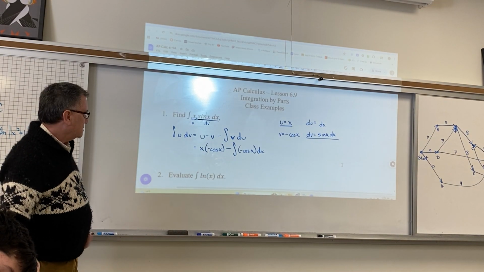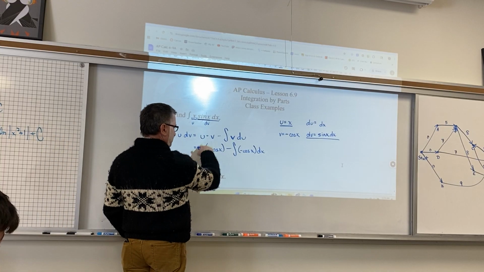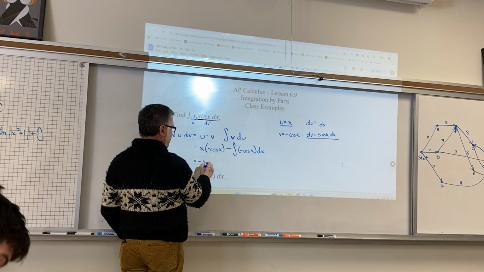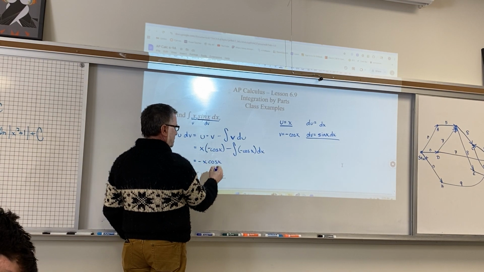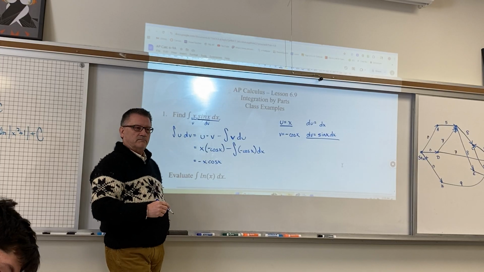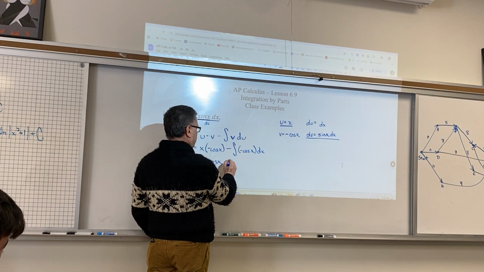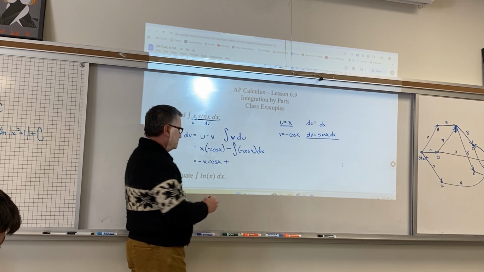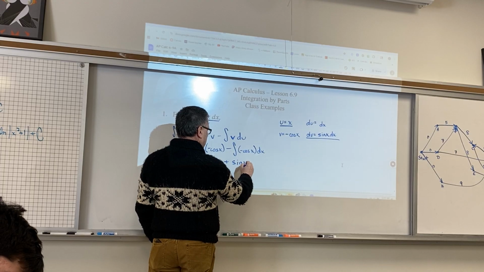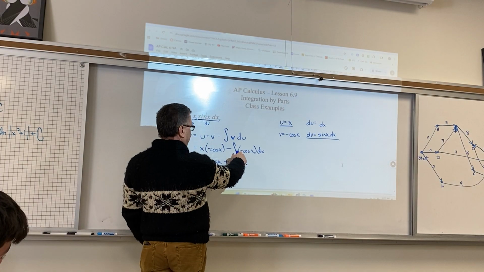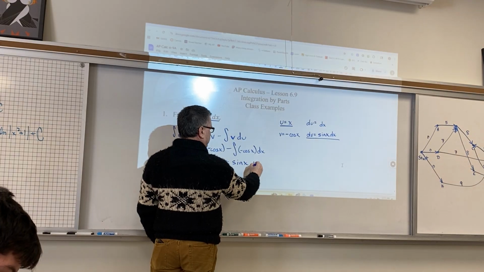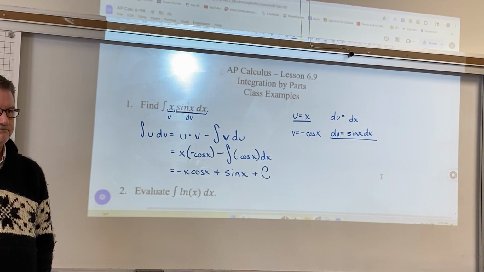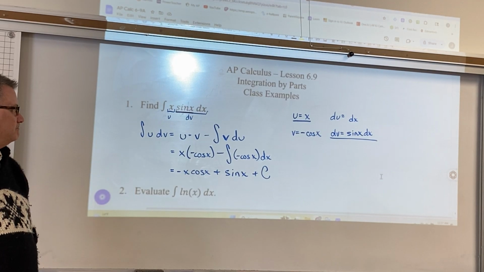So that's my process. The integral part comes in the second part. So I've got negative x cosine x. What's the integral of, I can pull the negative out, right? What's the integral of cosine x? Sine x. Oh, wrong direction. And I pull the negative out. And plus c. There's the integral.